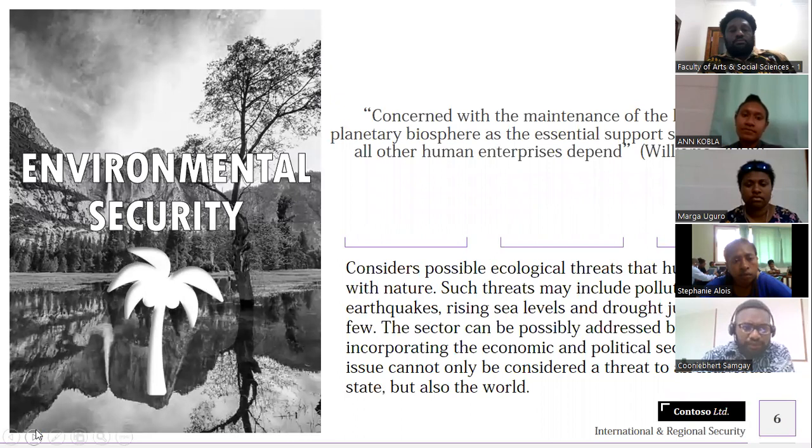Environmental security is concerned with the maintenance of the local and the planetary biosphere as the essential support system on which all other human enterprises depend. That's also according to Williams 2008. And this considers possible ecological threats that humans have with nature and against nature. So such threats may include pollution, earthquakes, sea level rising, and drought, just to name a few.